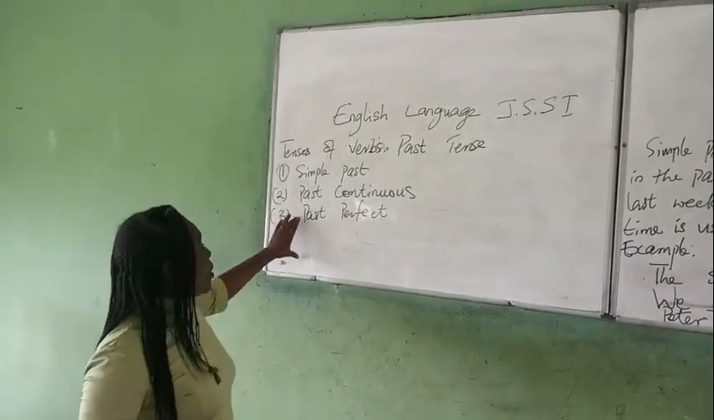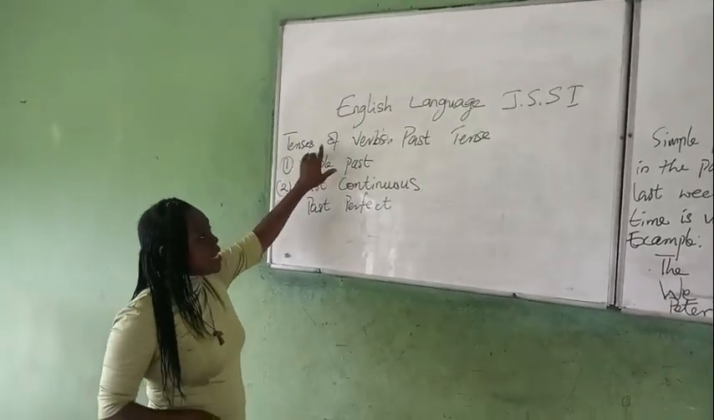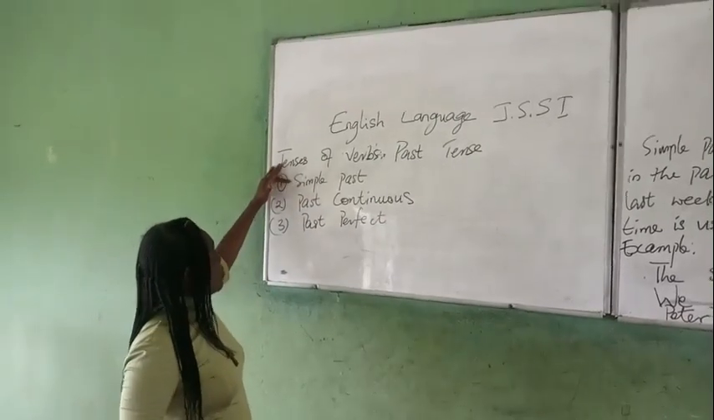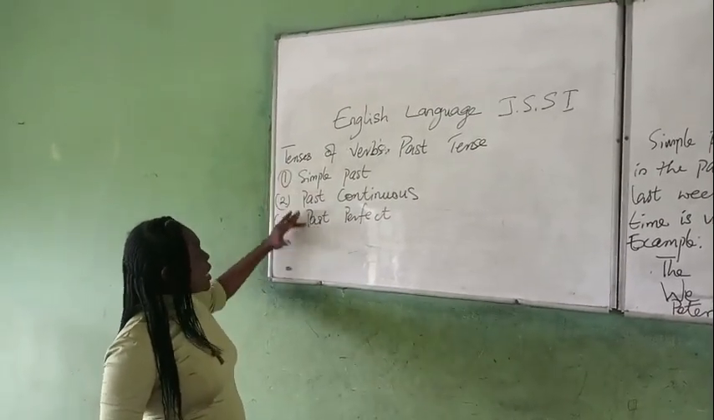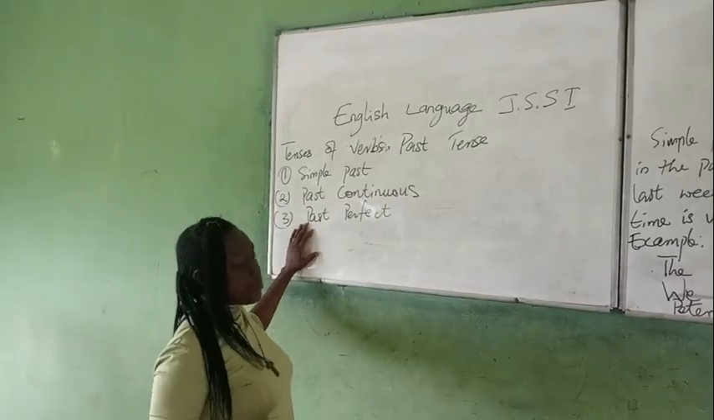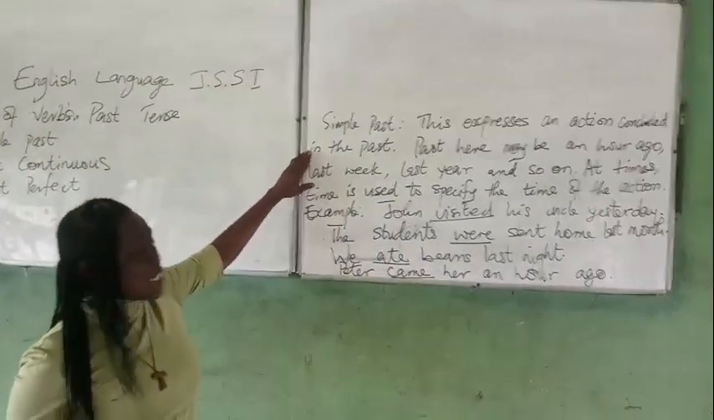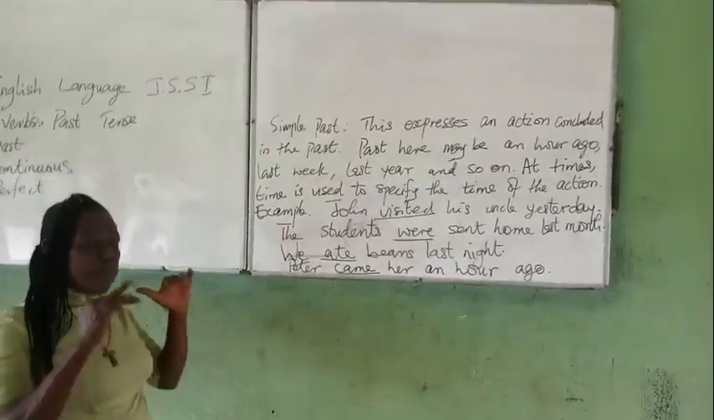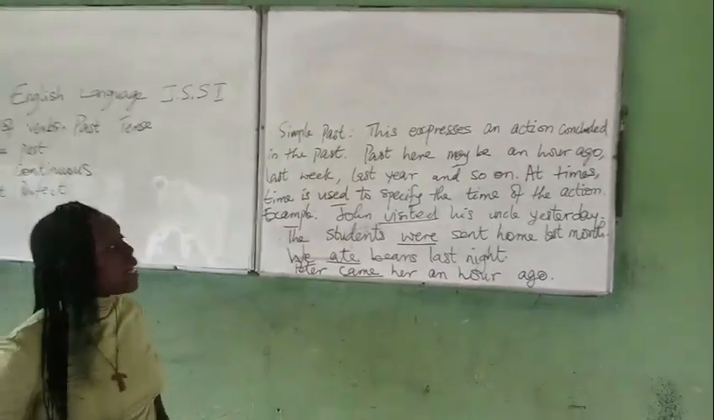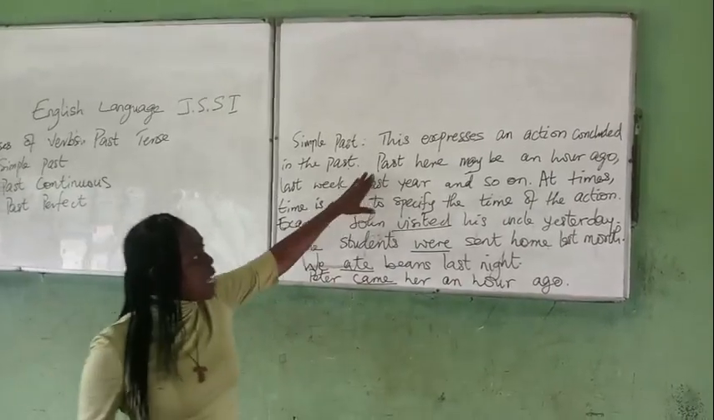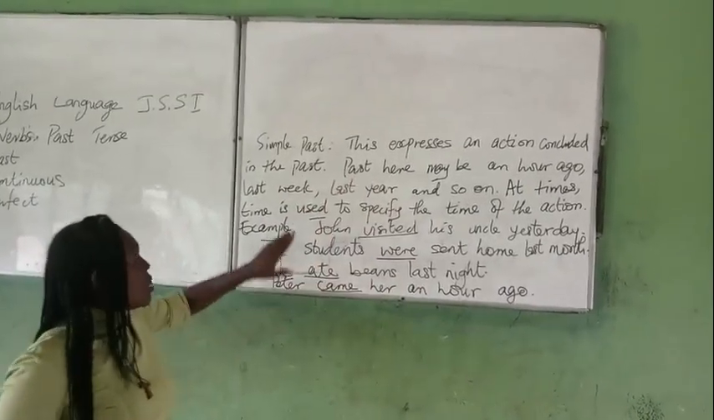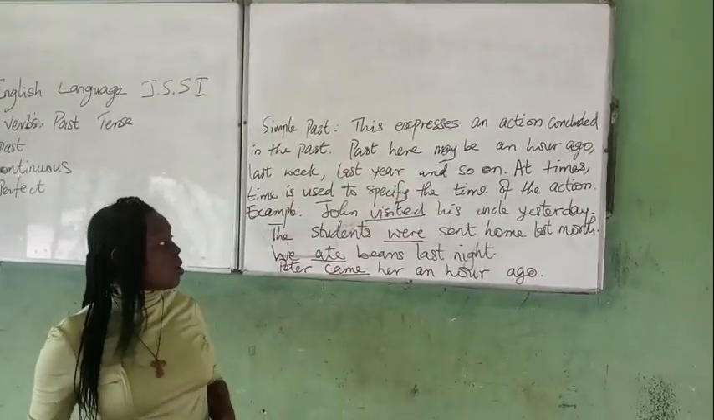So if you look at the board, I have graded the areas of past tense. We have simple past, past continuous, and past perfect. The simple past tense expresses an action concluded in the past. That is, the action began in the past and ended in the past. So past here may be an hour ago, last week, last year, and so on.